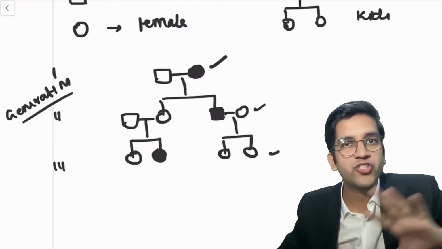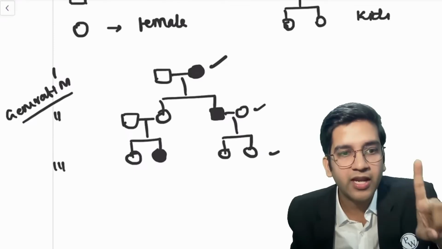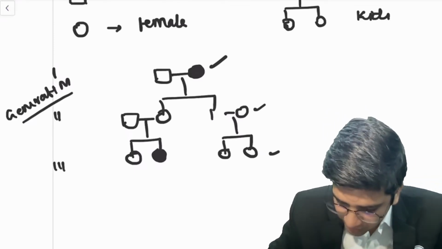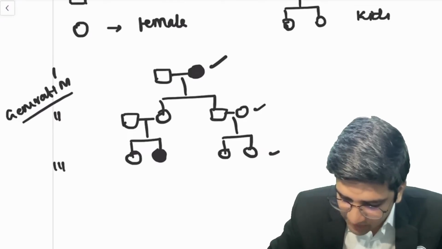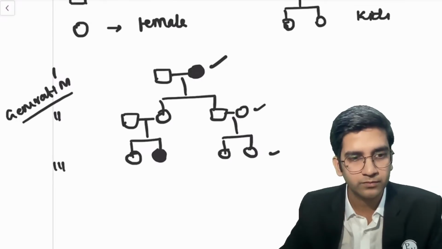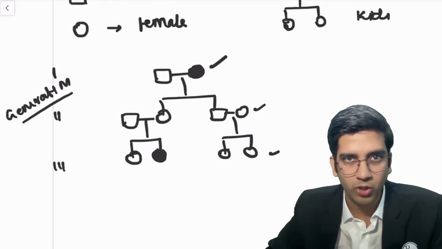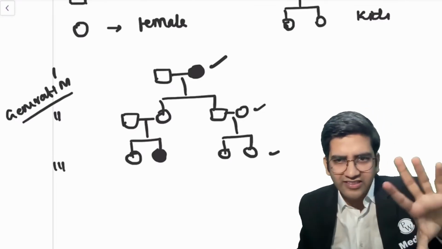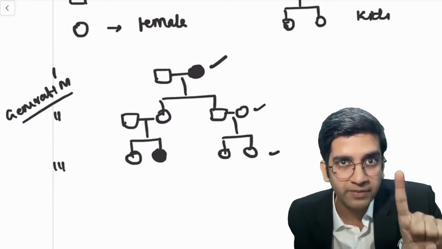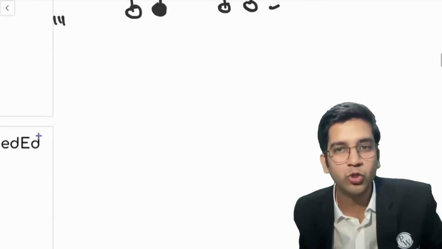So when I say all generations are affected, it means at least one person in every generation should be affected. Now, I just remove this. In this pedigree, now is it all generations affected or not? All generations are not affected here. Perfect. This understanding is enough for me. When I say all generations affected, it's at least one person in every generation, not the entire generation. Clear? Okay. Now I'll go to the rules of pedigree.